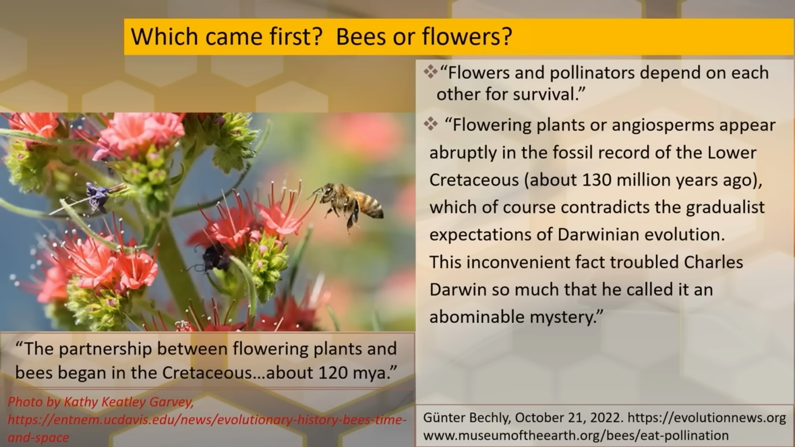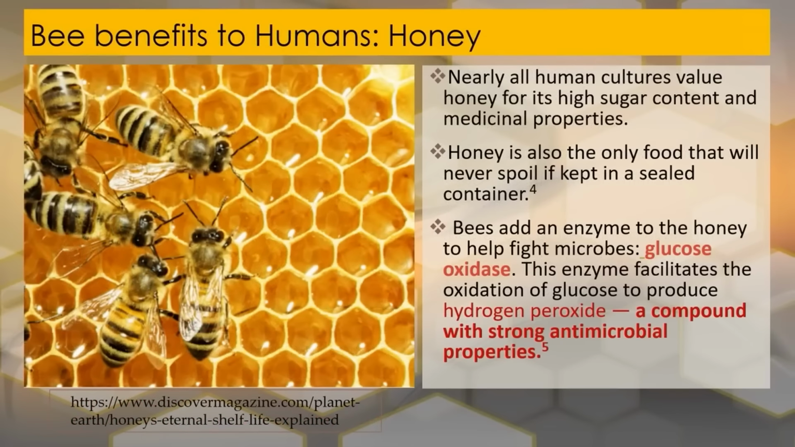The origin of flowers, the angiosperms, is a rather abrupt appearance in the fossil record, roughly 130 million years ago, according to scientists. And, well, it turns out bees, pollinators that assist the flowers and the flowering plants, also showed up roughly at the same time. Again, I would say that that shows design.